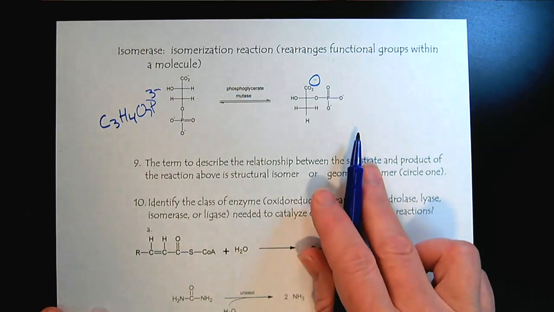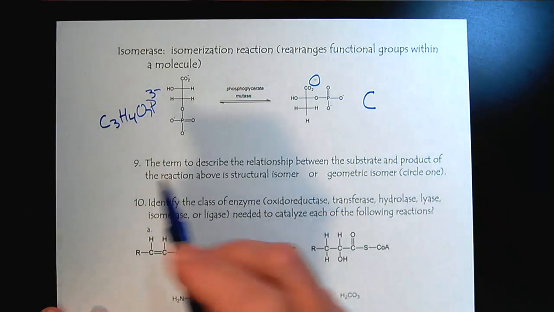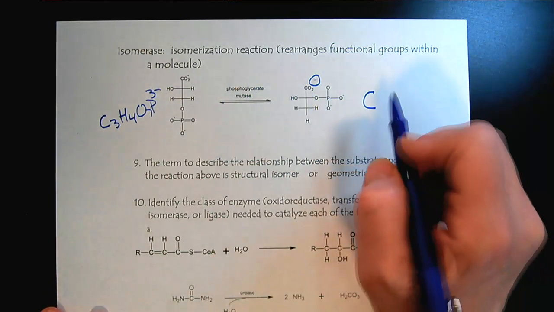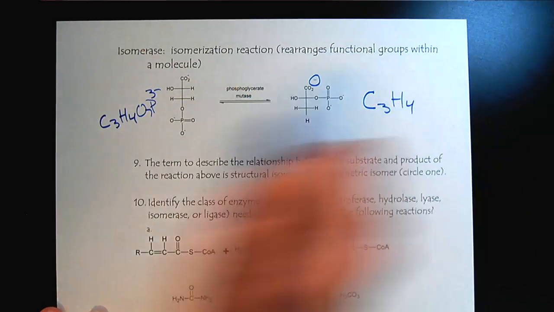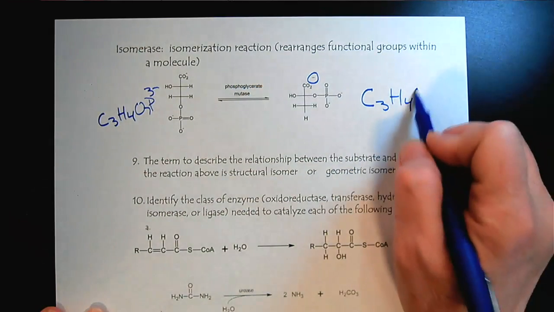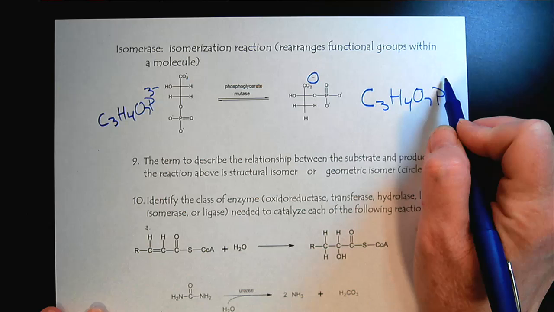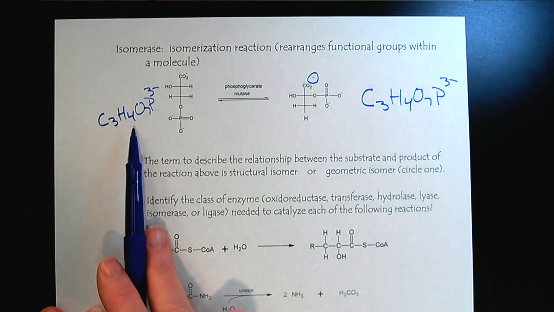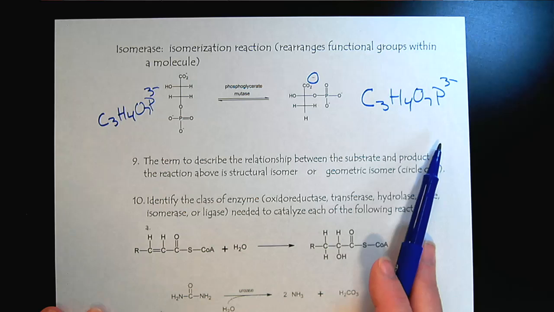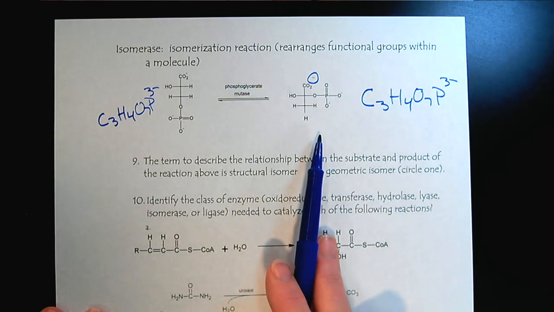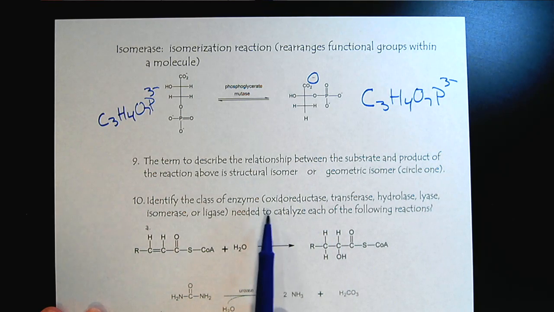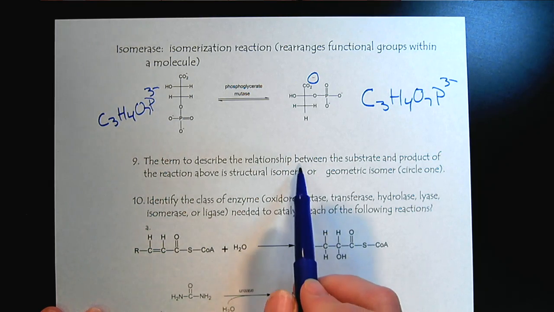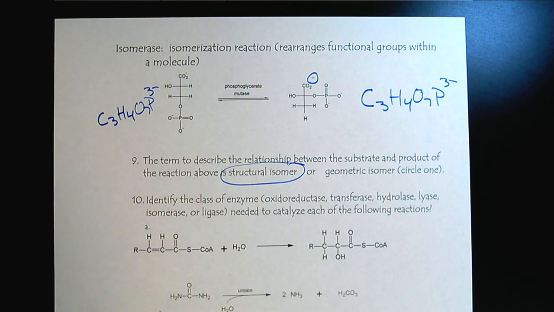If we start counting atoms on the right, let's see, 1, 2, 3. All right, so C3, H4, O7, phosphorus 3-. So now we see what happened, right? We have the same chemical formula, but we have different connections. So the relationship between the substrate and the product would be that they are structural isomers, right?